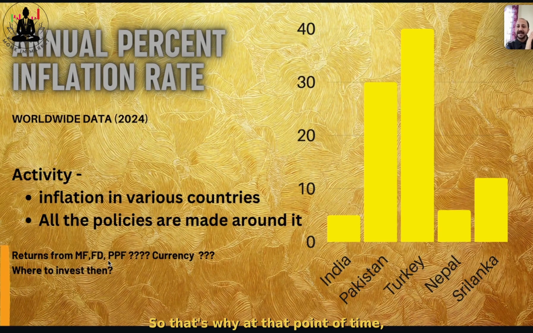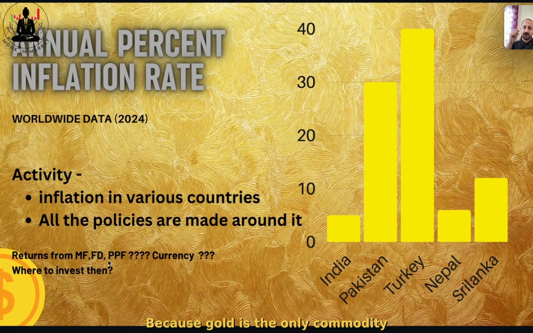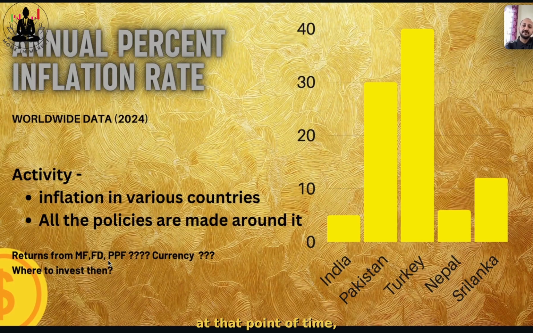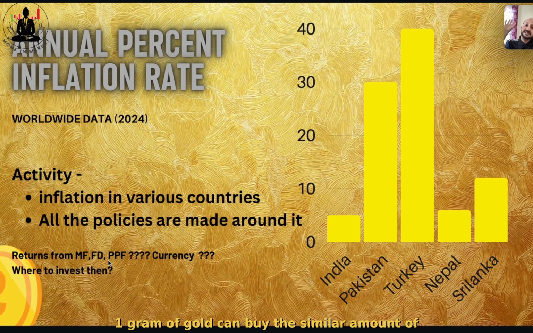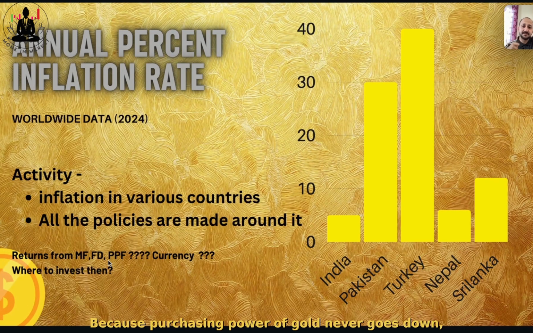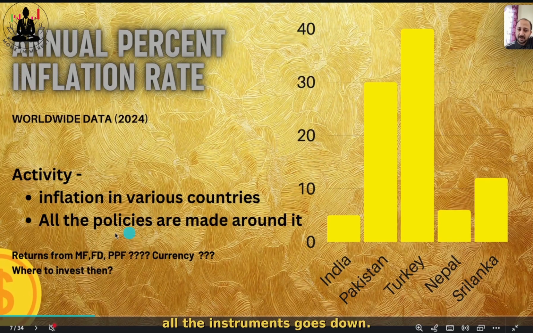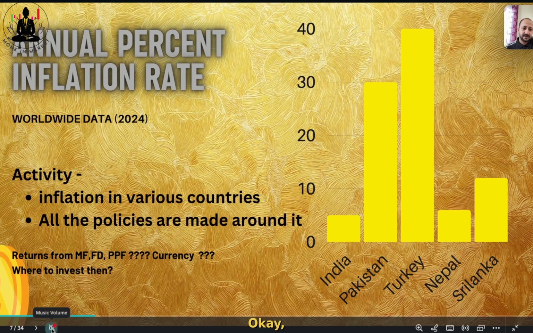So that's why at that point of time gold becomes very important, because gold is the only commodity that can hold its purchasing power. Even if today 1 gram of gold can buy you a few things, at that point of time 1 gram of gold can buy a similar amount of stuff, because the purchasing power of gold never goes down, right? So at that point of time all the instruments go down. Okay, let's proceed further.